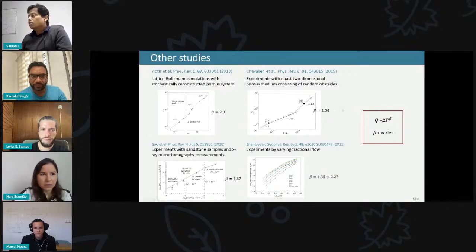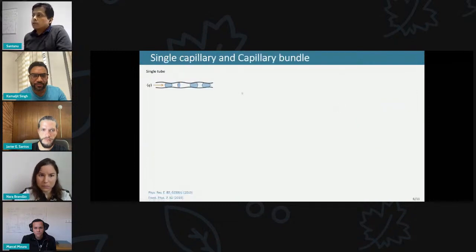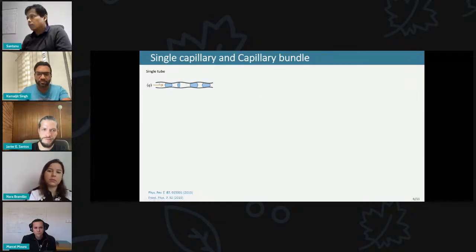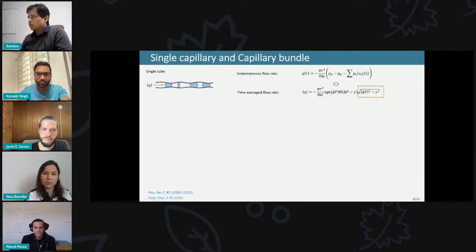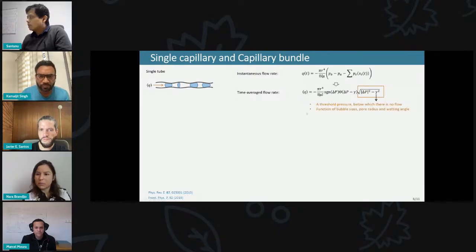So we started looking into this from a very bottom-up approach. We started with a single tube with varying diameter. You can think about a lot of pore throats in between pore bodies. And for a sinusoidal type shape of this pore, we can calculate this time-averaged expression for the flow rate analytically. And we have this square root dependence between pressure drop and flow rate. And here this gamma is a global threshold pressure for this link, which is a function of bubble sizes, pore radii, and also the wetting angles.